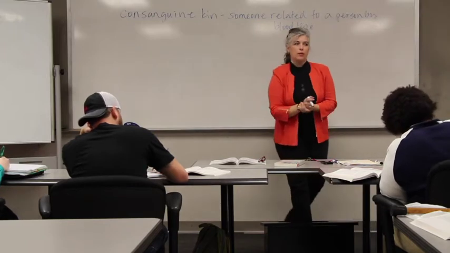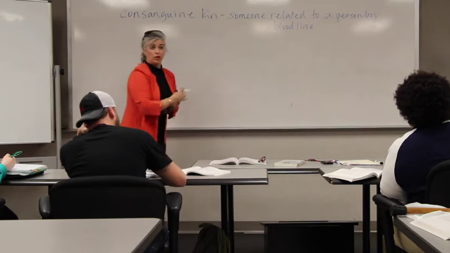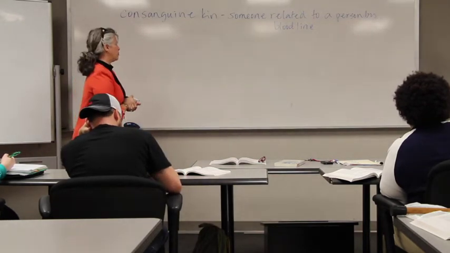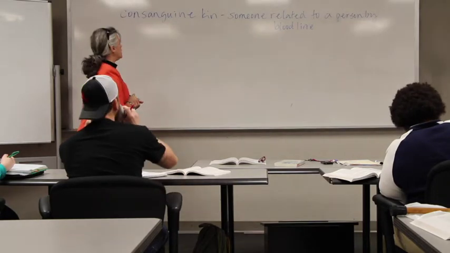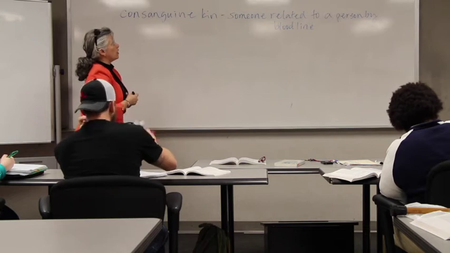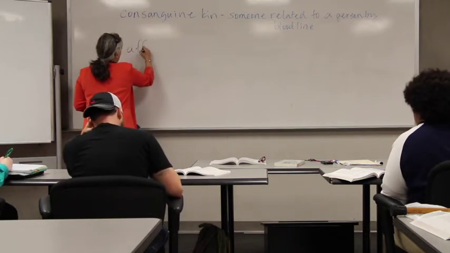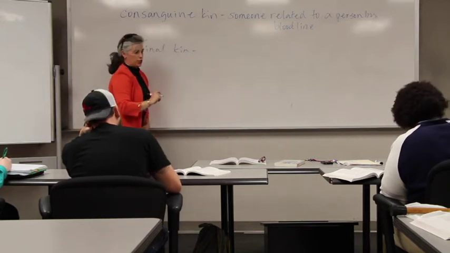I know there's at least a couple Spanish speakers in the room, and so you probably see a familiar root word in Spanish here. Sangre, yes, sangre for blood. So if you're a Spanish student, that'll be a quick and easy way to remember that this one relates to bloodline. Then you have another type of kin called affinal. Affinal kin, these are the marriage relationships.